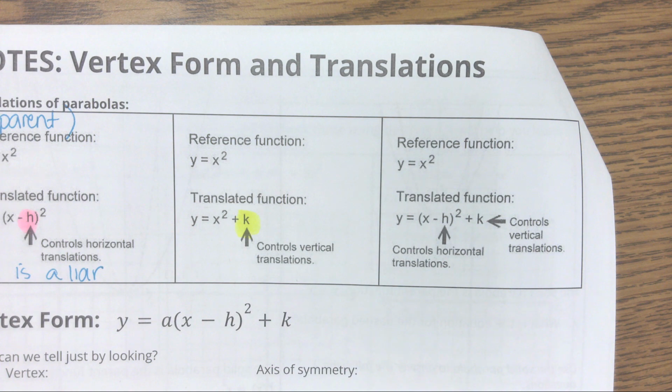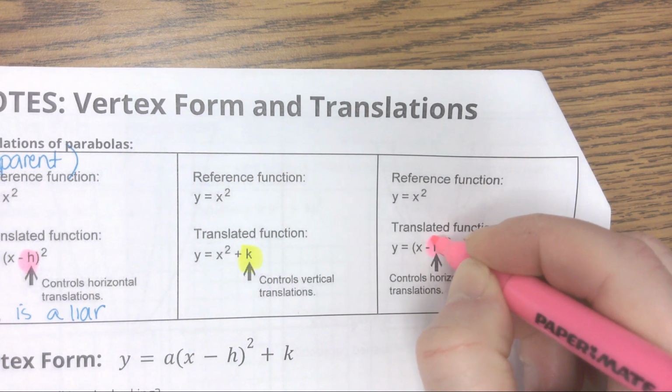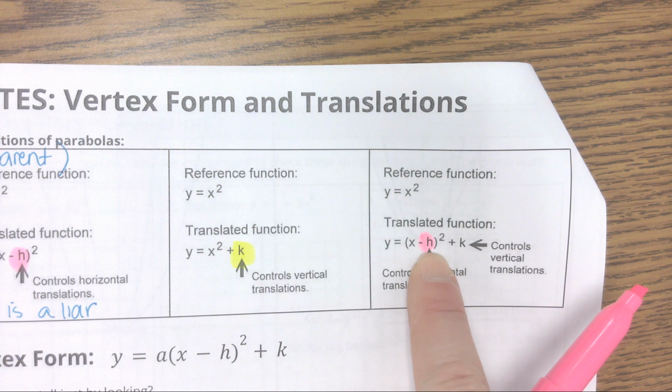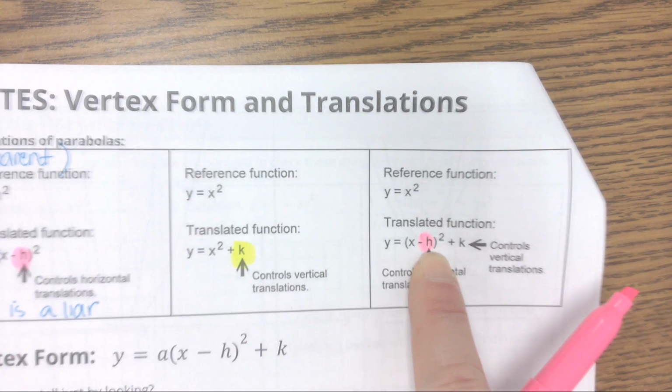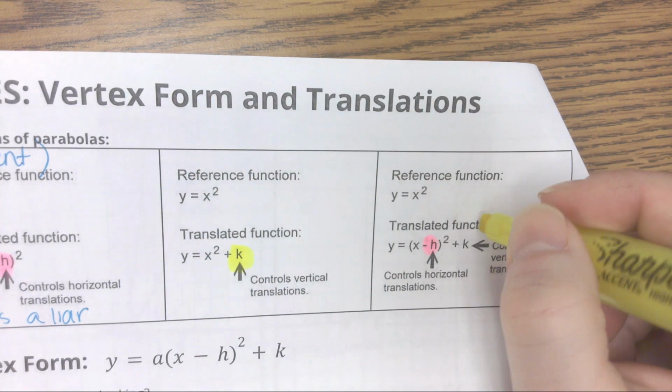So putting that together then, it might look like this. So you might see two at the same time. You would move the x squared parabola right or left based on this h, and up or down based on this k.